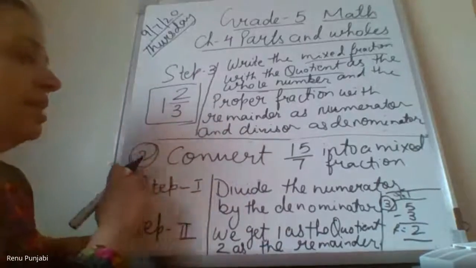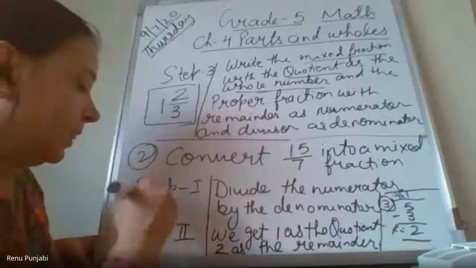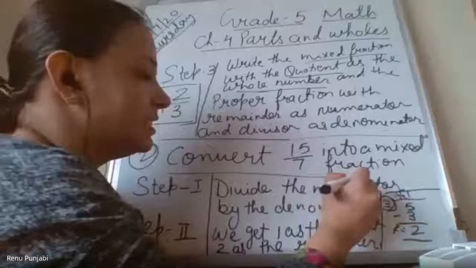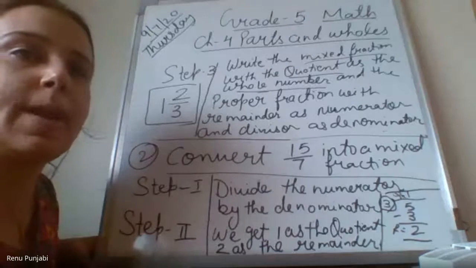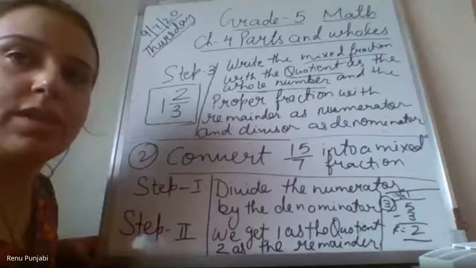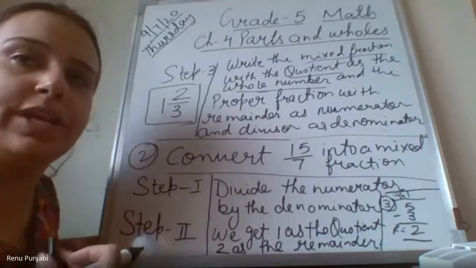So the next sum is convert 15 upon 7 into a mixed fraction. You have to do it fast. Let everyone do. Please write the answer in the chat box, children.